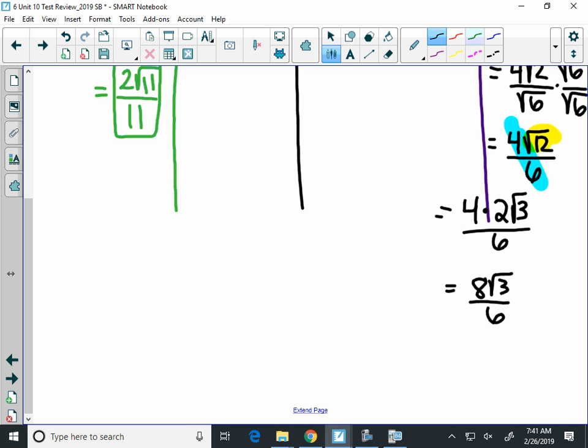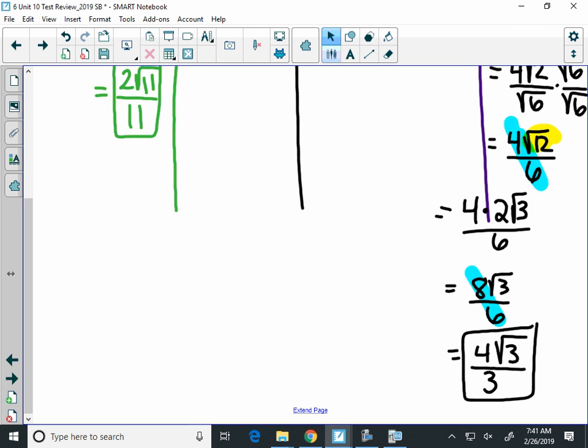And then we can simplify the 8 over 6. But 8 over 6 was simplified to be 4 over 3, and I bring that radical 3 back to my numerator. So the fully simplified form here is 4 radical 3 over 3. That one was a little bit more involved. Hopefully, through your practice and these problems, you understand rationalizing fractions well.